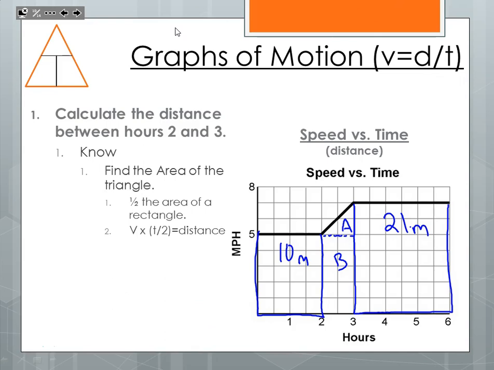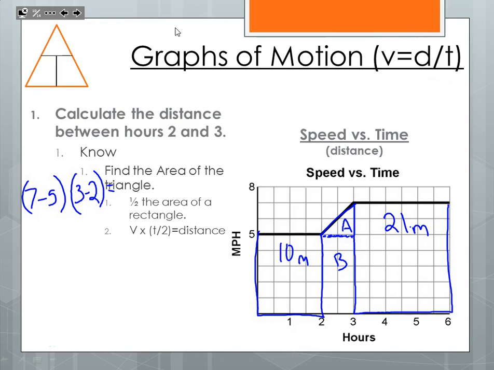So let's go back to just finding the area of the triangle. So my speed from 5 to 7 was 7 minus 5, multiplied by my time, which changed from 3 minus 2.